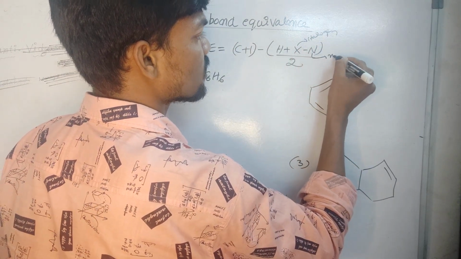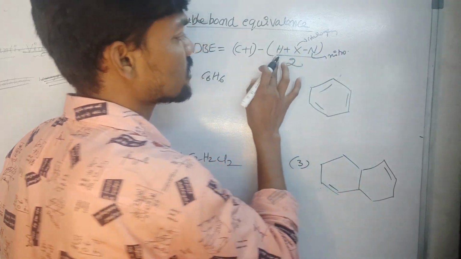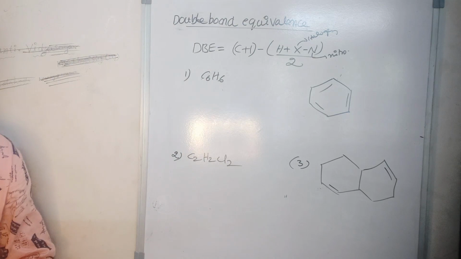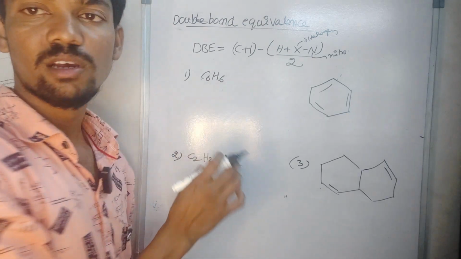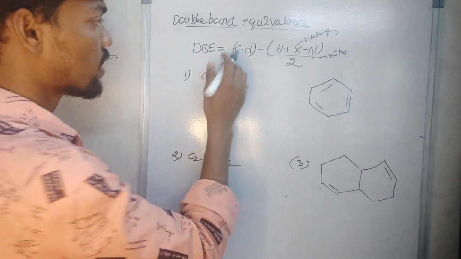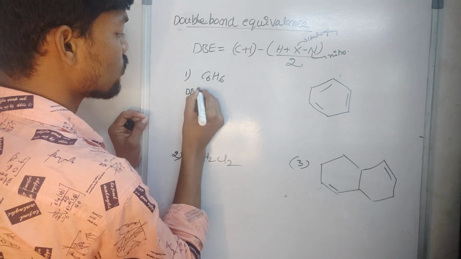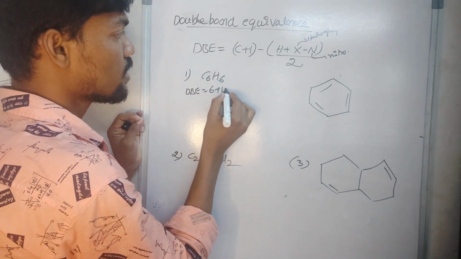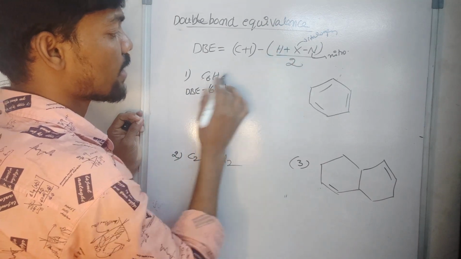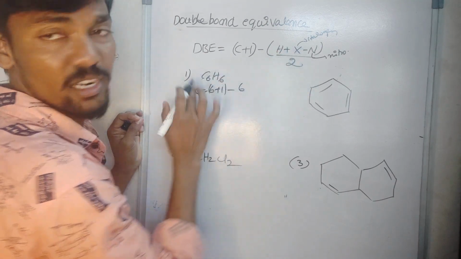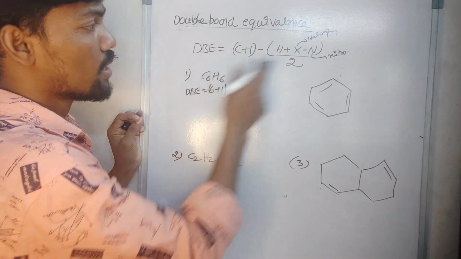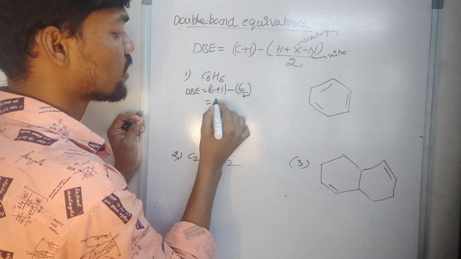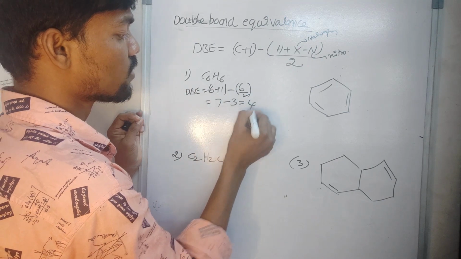N is the number of nitrogens, H is the number of hydrogens, and C is the number of carbons. We have to find it by this formula. One example is C6H6. How many carbons are there? 6, plus 1, minus hydrogens, 6. Is there any chlorine or halogen atom? No. Is there a nitrogen atom? No. Divided by 2. Finally, 7 minus 3, we get 4.